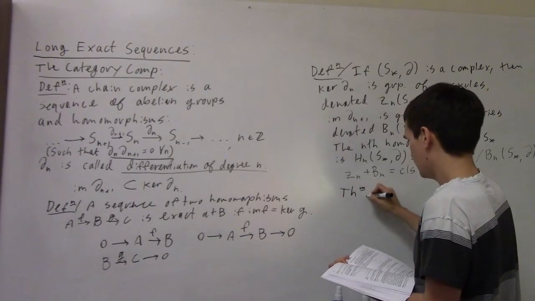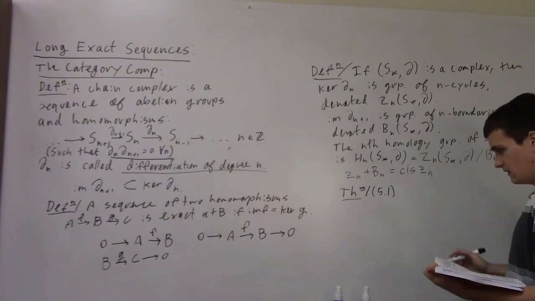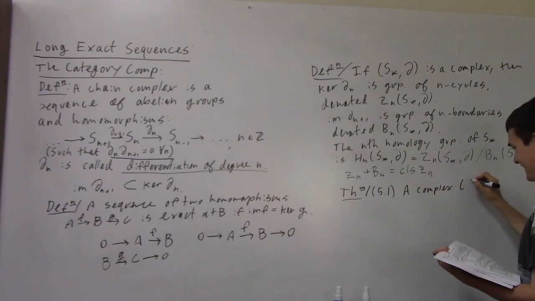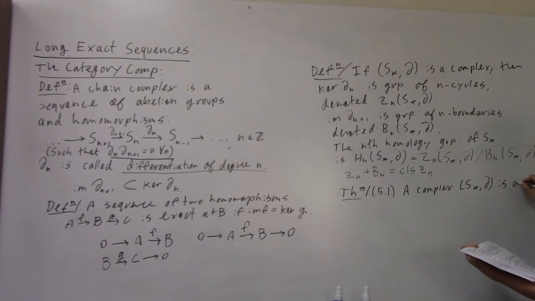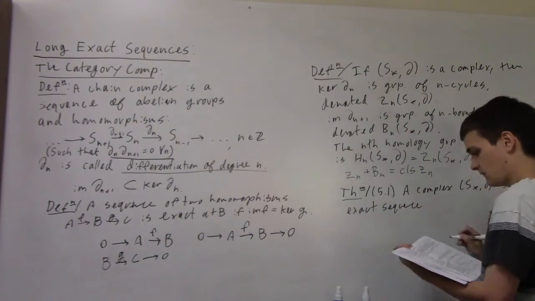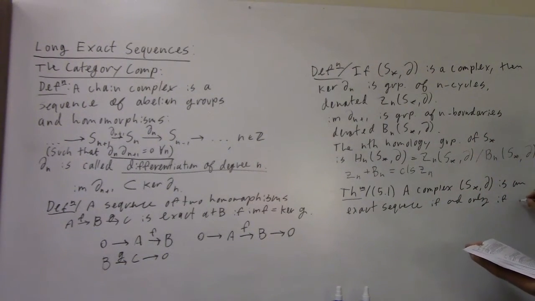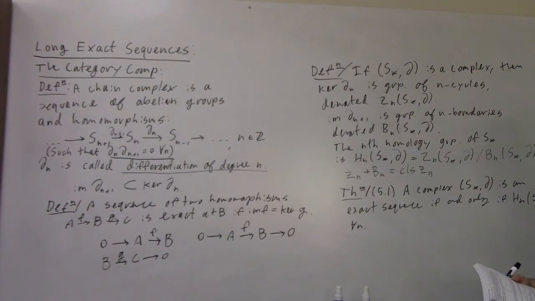So, theorem 5.1. A complex is an exact sequence if and only if the nth homology group of the complex is equal to 0 for all n. And proof.